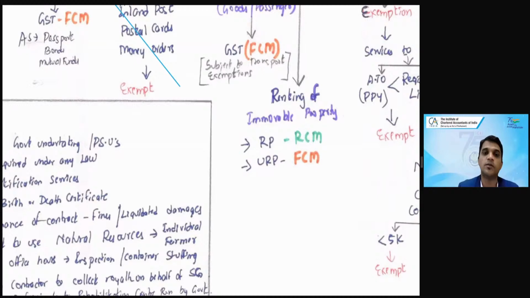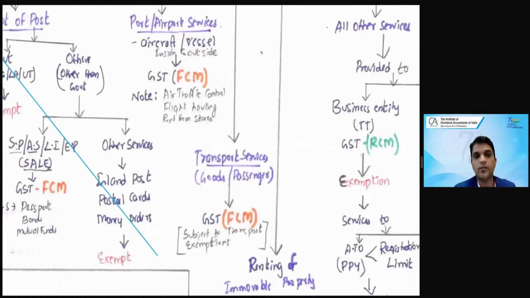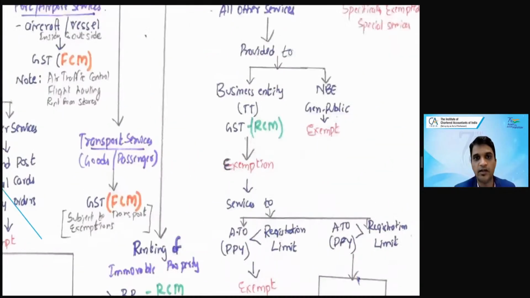So renting of immovable property, if it is to a registered person, then the recipient will pay under reverse charge. Otherwise, if it is to an unregistered person, how will he pay? He cannot pay. There, the government itself will collect GST from him and pay it to the GST department. Okay, so that is in respect of port, airport services, transportation services, and renting of immovable property.